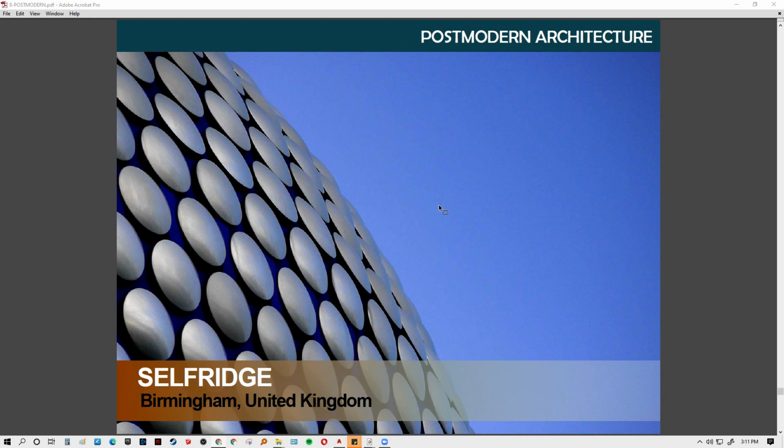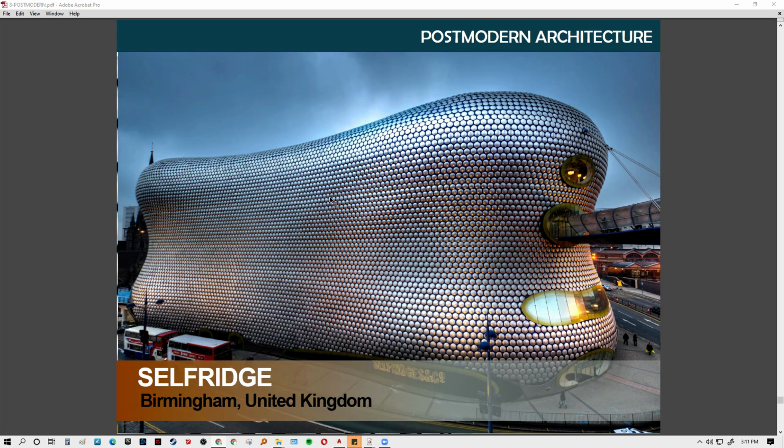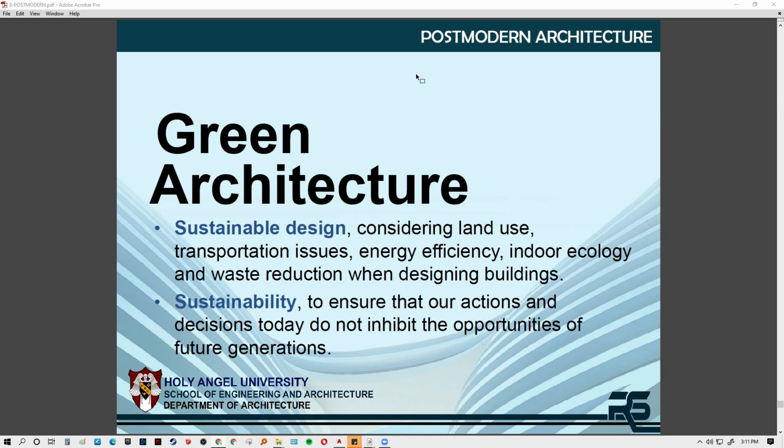Then we have the Selfridges in Birmingham, UK. A great example of blob-like, a form that is not understood yet has its own identity. It usually uses different shapes of windows to give an organic form to the whole design. And lastly, we have green architecture, the sustainable design considering all the land use, the transportation issues, energy efficiency, indoor ecology, and waste reduction in designing buildings.